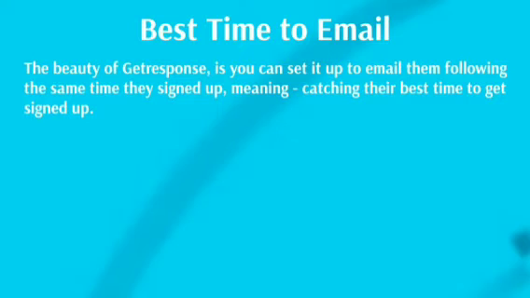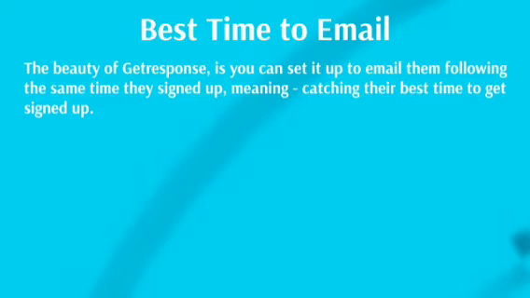Now, the beauty of GetResponse is that you can set it up to email them following the same time that they signed up, meaning you can catch them at the best time that they signed up. So let's say, for example, that one of your subscribers signed up on Wednesday at 3 p.m. What GetResponse will do is actually detect that, and you could set that within your email autoresponder system and say, okay, email them every day at 3 p.m. or every week on Wednesday, 3 p.m. Now, you don't have to do that. You can actually set it up differently.